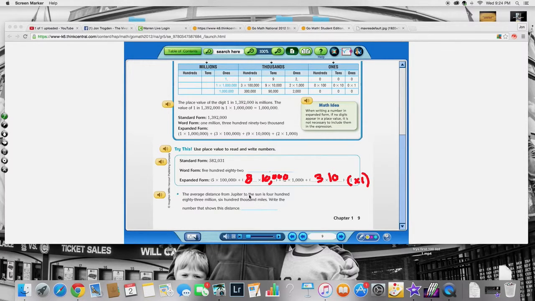Then the average distance from Jupiter to the Sun is 483,600,000 miles. Write the number that shows this distance. So they say write the number, they just want standard form, which is what we did up here. So then just write that number there. Okay, you should have written 483,600,000. That's it. Everything else is zeros.